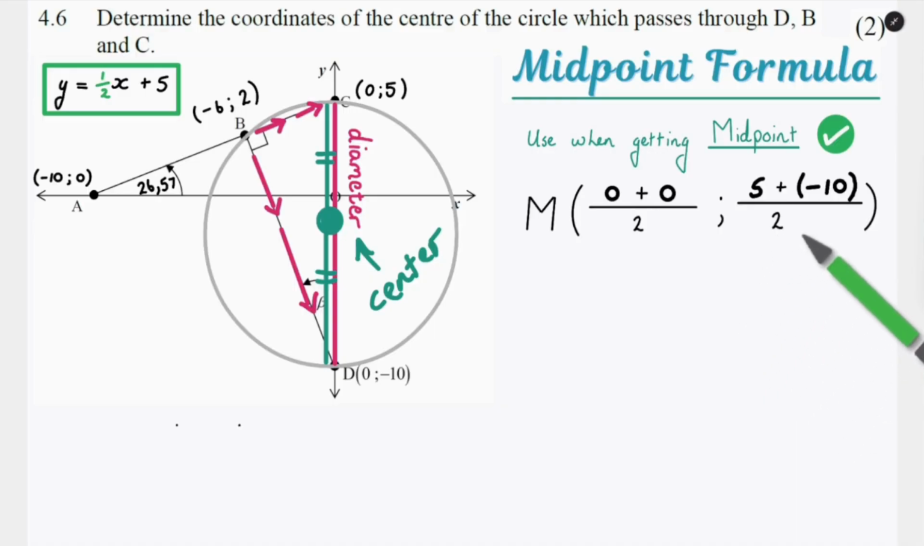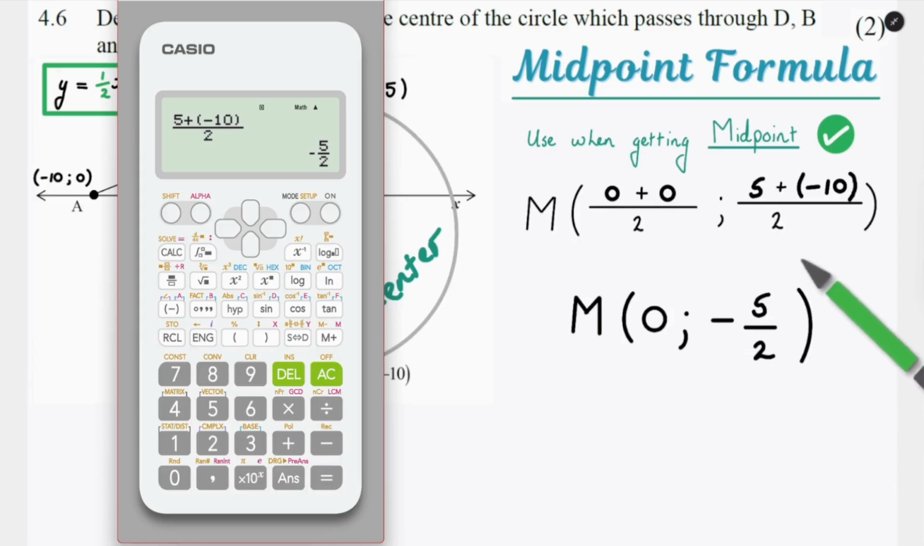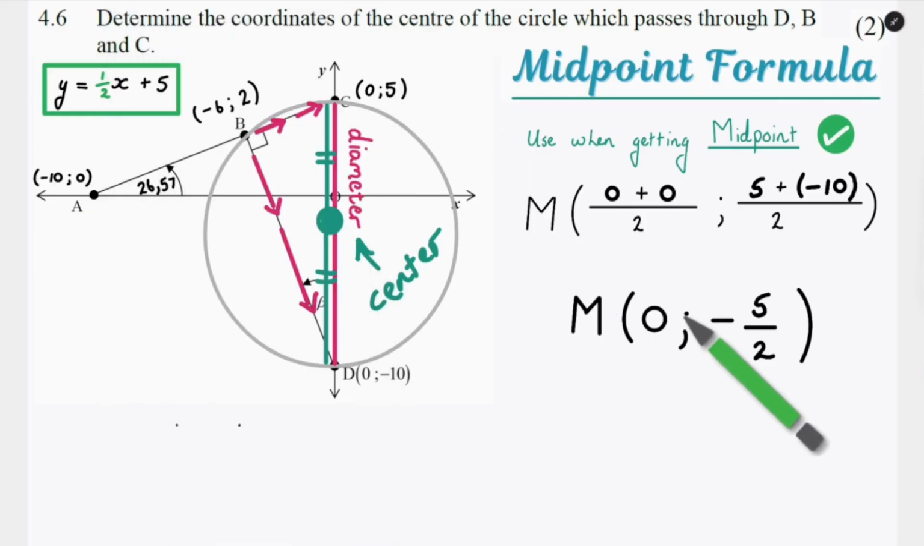And then we're going to slap these two separate calculations on our calculator. 0 plus 0 is just 0. 0 divided by anything is just 0. Okay, and if we chuck this into our calculator, it gives us -5 over 2. But alright, and now we are done. That is the center of the circle that they are referring to. And you're going to get a mark each, one for x, one for y.